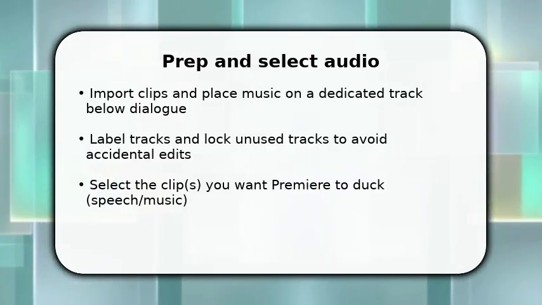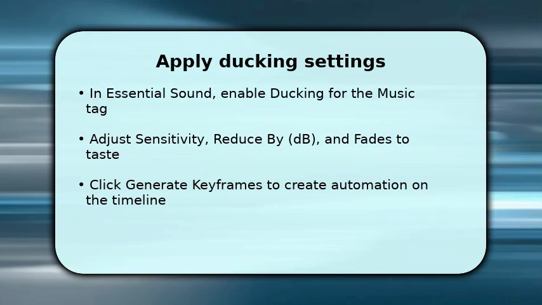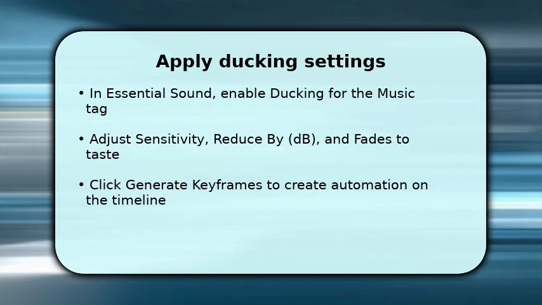Now you enable ducking on the music tag and tweak 3 main controls: Sensitivity to detect speech level, Reduce By to set how much the music drops in dB, and Fades to control the transition length. Once you adjust values, click Generate Keyframes. Premiere creates keyframes on the music clip automatically.